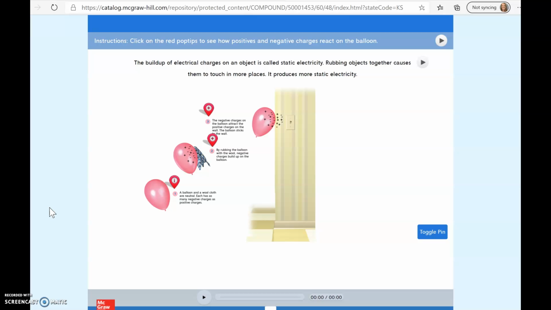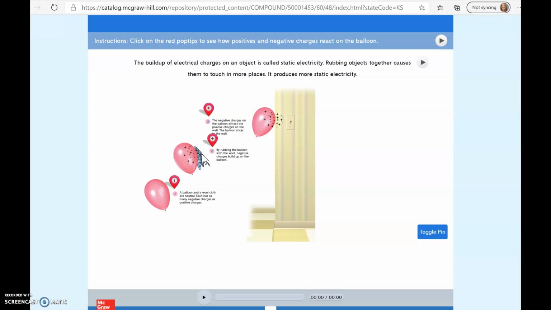So when we rub a balloon and a wool cloth, they're both neutral. Each has as many negative charges as positive charges. But by rubbing the balloon with the wool, negative charges build up on the balloon. So we get more negative charges because we have this wool that we're rubbing on it, and they go onto the balloon. So we have more negative than positive.